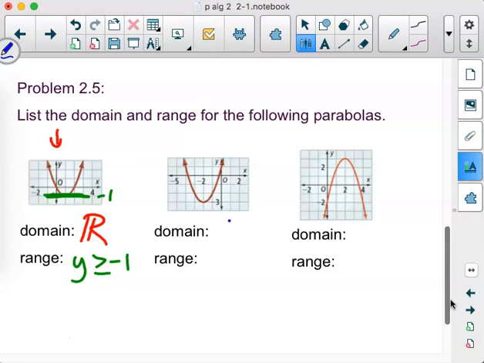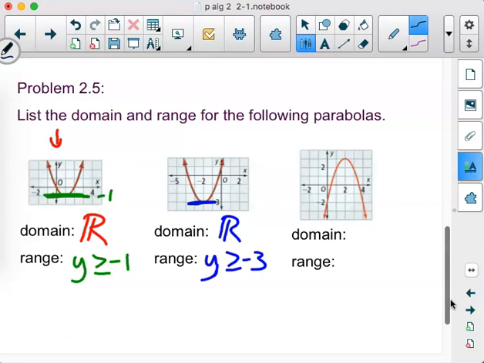Hopefully with this one you saw, yep, the arrows are showing, going slightly right and left forever. And for this one, the range, right down here at -3, so y is greater than or equal to -3. Now, both of these first 2 parabolas happen to open up. Pause the video and try the third one.